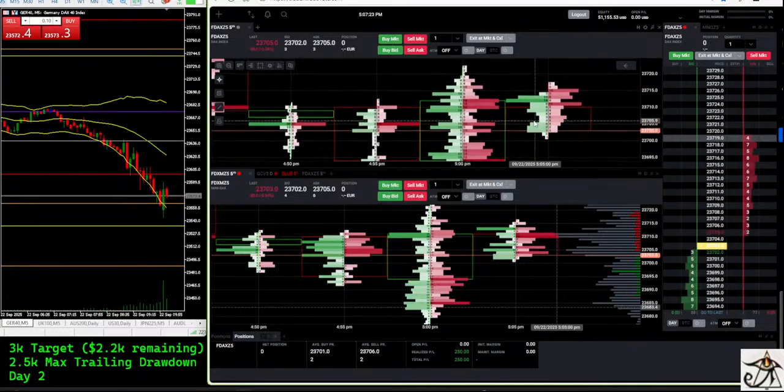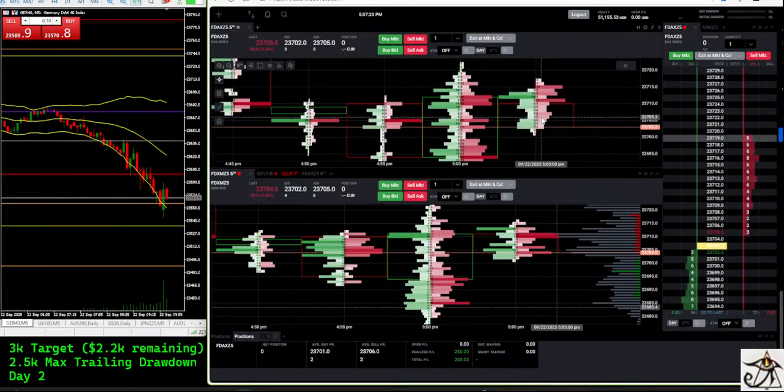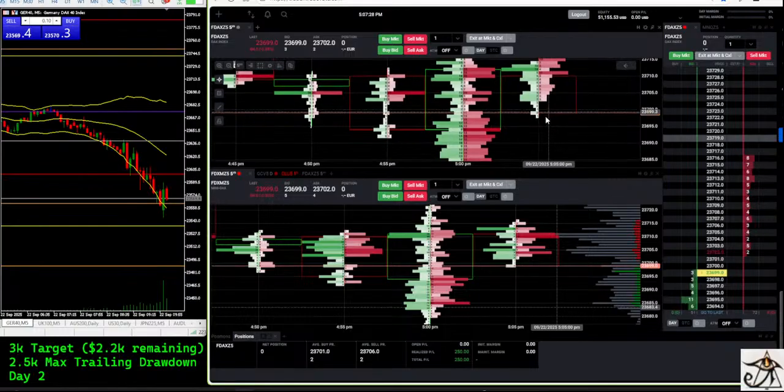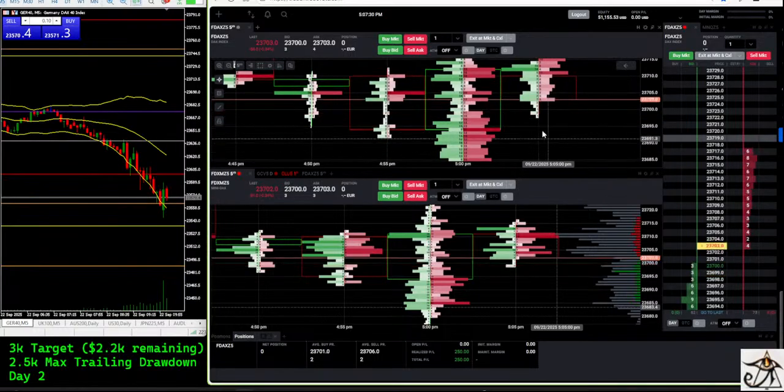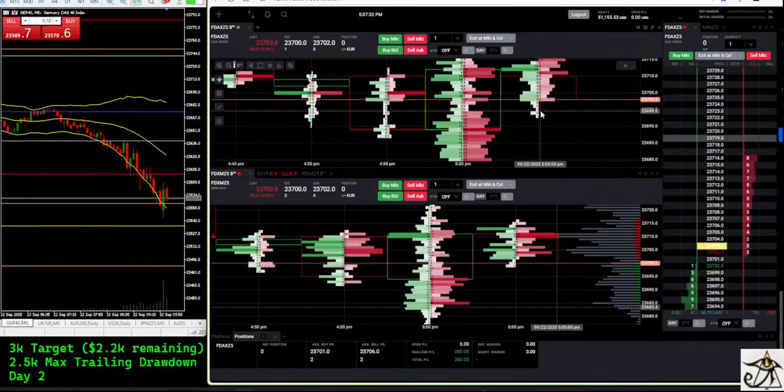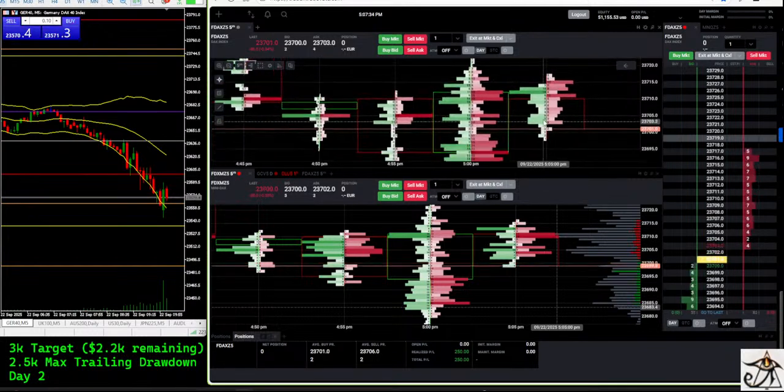So just waiting. And we can see that it's kind of hovering around. I'm waiting for a nice big push and then an indication. So we're kind of seeing it, but we're not quite there.